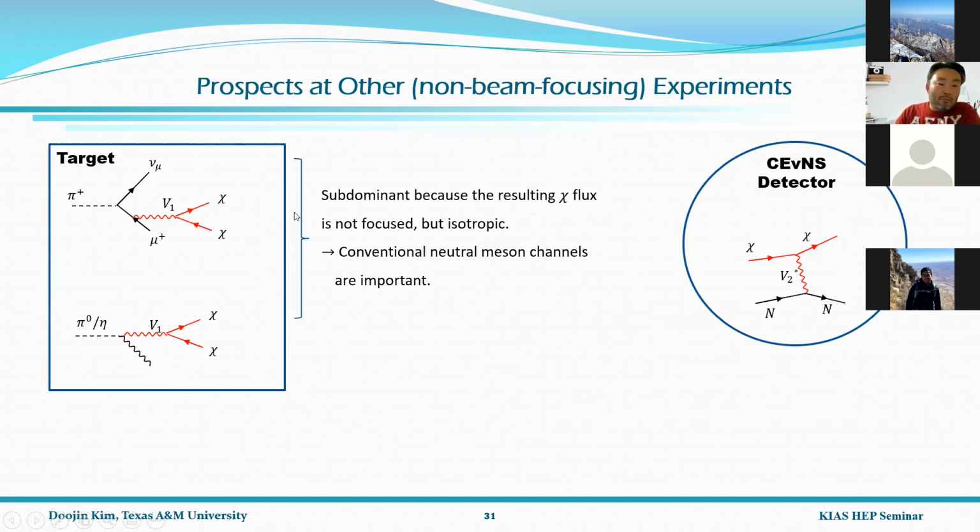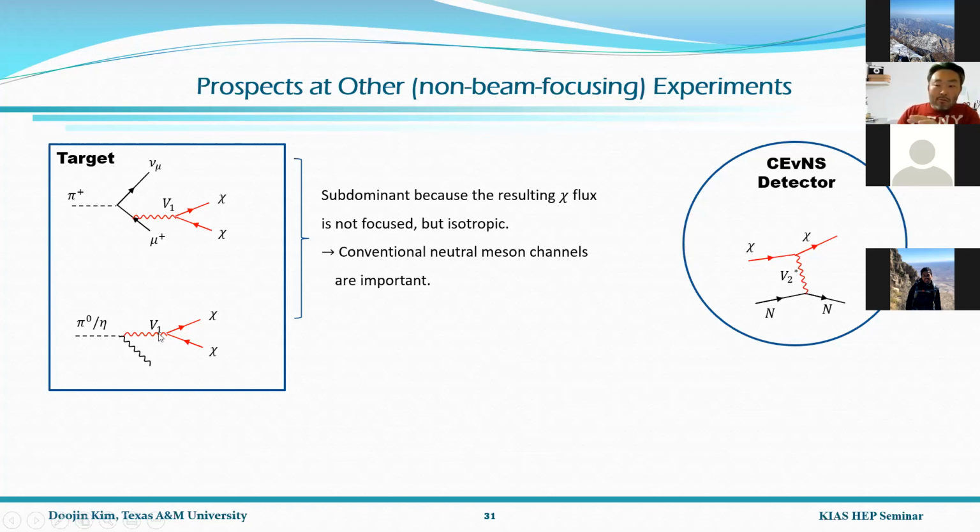Unlike MiniBooNE, elastic scattering there can be an option, as their detector energy threshold is small enough to detect even nuclear recoils. However, charged meson contributions are probably subdominant because now the resulting dark matter flux is not focused, but isotropic. As a consequence, conventional neutral meson channels become important again.